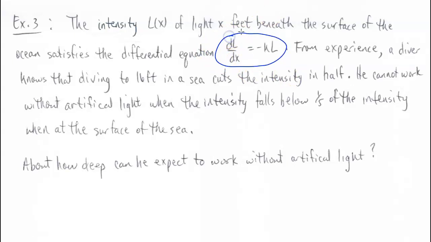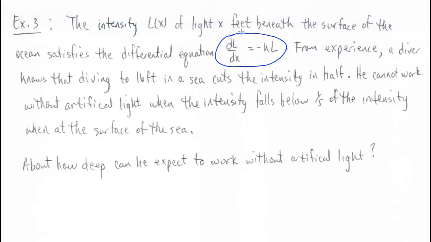Okay, and so that equation just lets us know that the light beneath the surface, how much of it we're actually going to see, is following the law of exponential change, and in this case, exponential decay. We know from experience the diver knows that diving 16 feet in the sea cuts the intensity in half. And so in differential equation language here, that's going to be the half-life, if we wanted to call it that, of the light.